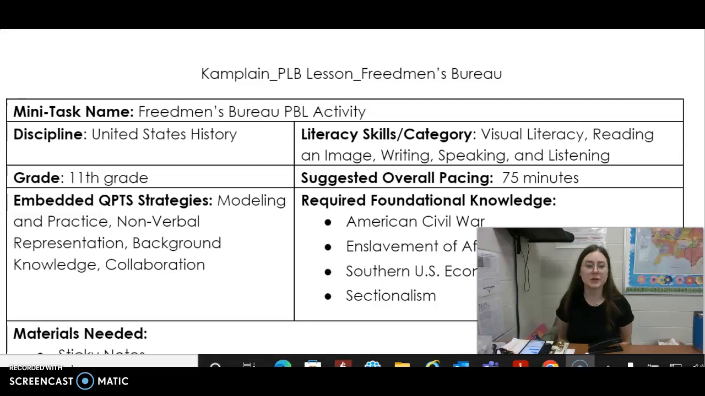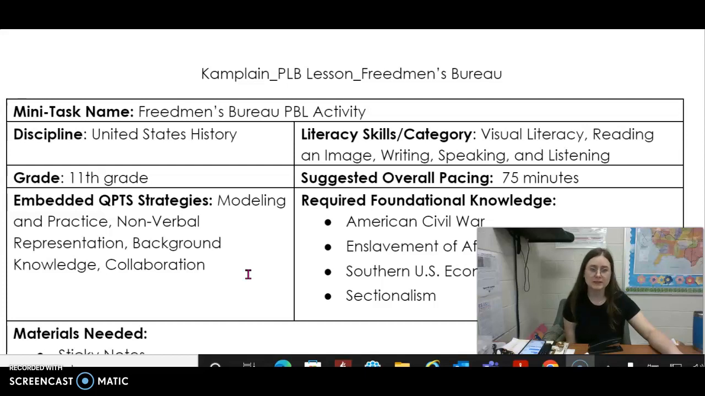The skills that we'll be working with here are visual literacy, reading an image, writing, speaking, and listening. And then there are a lot of different teaching strategies that'll be utilized in this lesson, including modeling and practice, nonverbal representation, background knowledge, and then there will be a lot of collaboration in this activity as well.